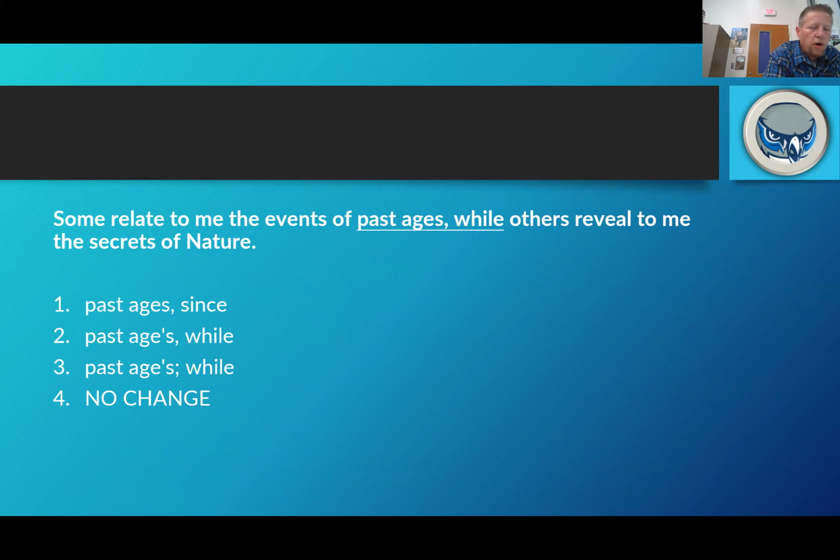The answer is no change. This is perfectly fine. Ages is not possessive of anything. It's not a contraction. Past ages is perfectly fine. You would need a comma here. There is the option for the semicolon, but this would ruin it. Like, you could put a semicolon here. While others reveal to me the secrets of nature, you could argue it's an independent clause. It's not really, but I don't want to have that fight right now. But if you want to say, look, it's connecting two independent clauses, that's fine. Use a semicolon. The problem is that they're wanting to sneak in this apostrophe, and that does ruin it. So your only option that would work is past ages, comma, while others reveal to me the secrets of nature.